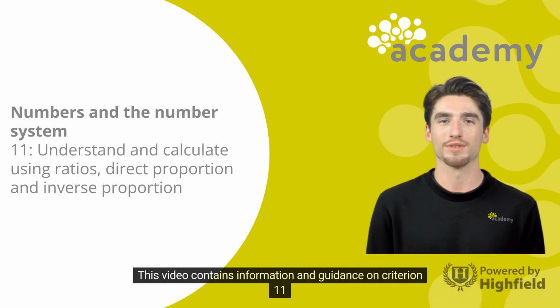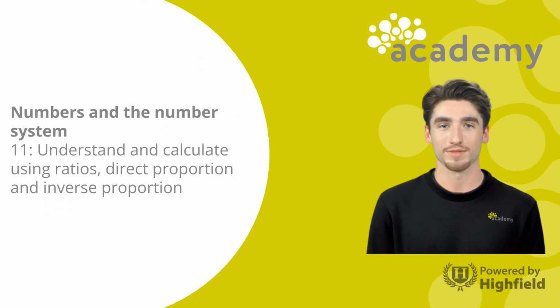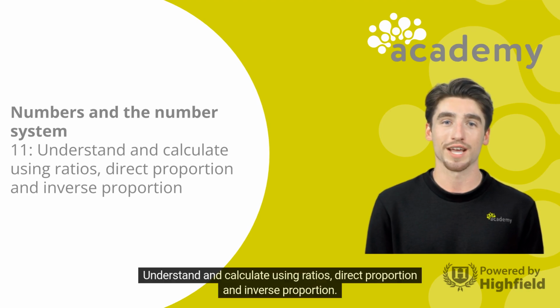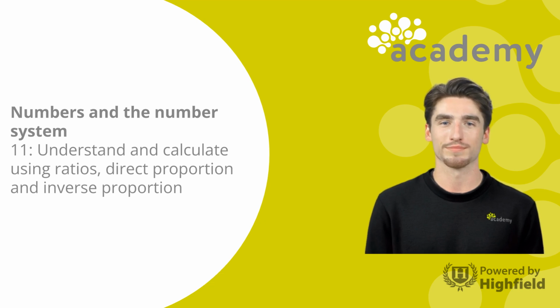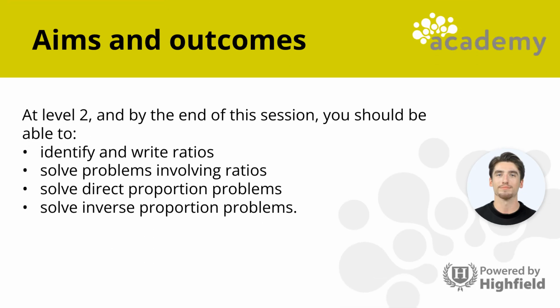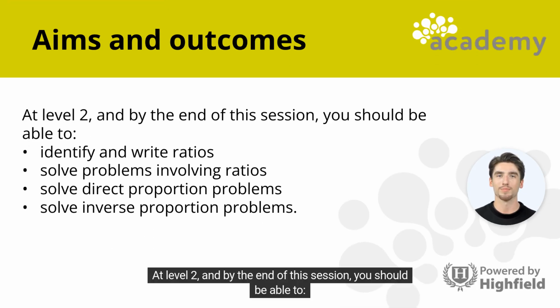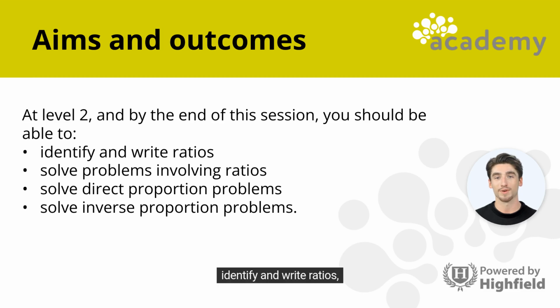This video contains information and guidance on Criterion 11. Understand and calculate using ratios, direct proportion and inverse proportion. At Level 2, and by the end of this session, you should be able to identify and write ratios, solve problems involving ratios, solve direct proportion problems, and solve inverse proportion problems.